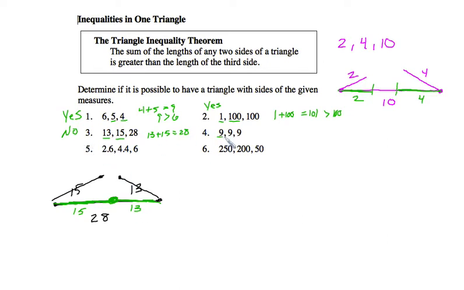In number 4, 9 plus 9 is 18. 18 is bigger than 9. Yes, I'll get a triangle out of that. In number 5, 2.6 and 4.4 are my smallest. 2.6 plus 4.4 is 7. 7 is bigger than that third side of 6. So yes, I'll get a triangle here as well. And number 6, here's another no. 200 plus 50 is 250. 250 equals the third length of 250. It's not bigger than, so I'm not going to get a triangle using those three lengths.